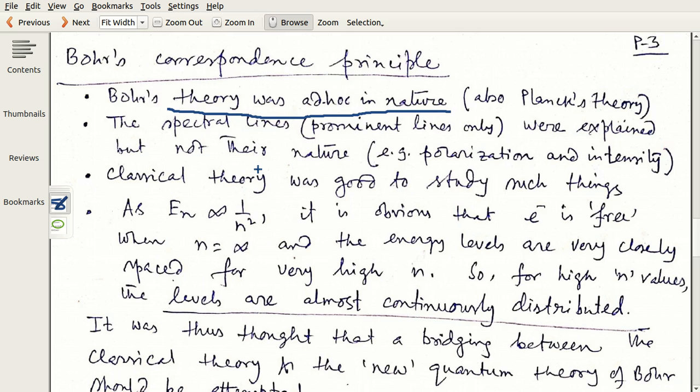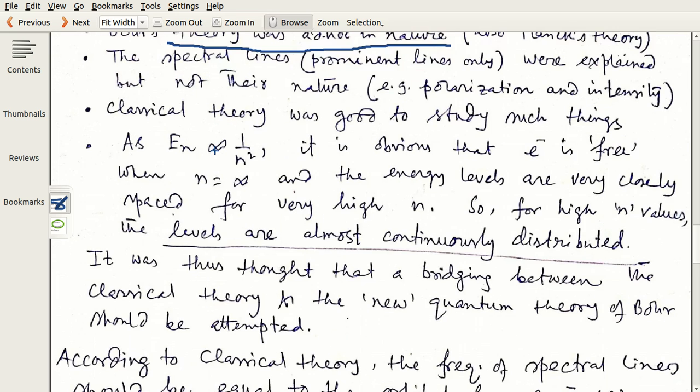So there is a difference. In some cases, classical theory gives us some advantages which are not yet available in Bohr's theory. Another very important point: as we see, En, the energy of the nth orbit, is proportional to n square, so the electron is free when n equals infinity, and for a very high n, which is finite, the energy levels are very closely spaced.